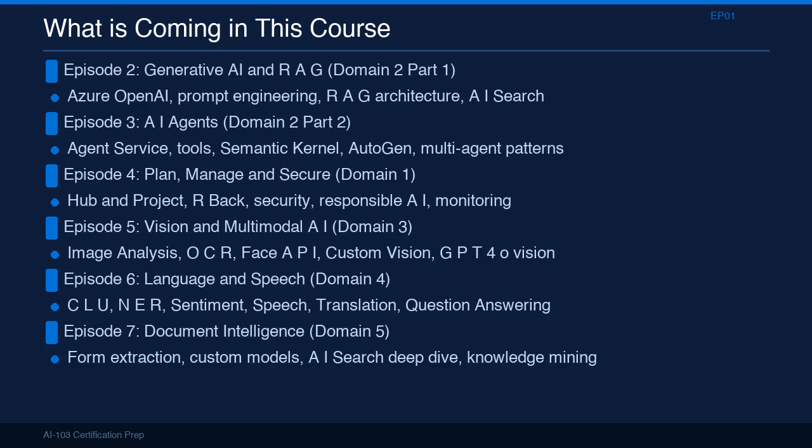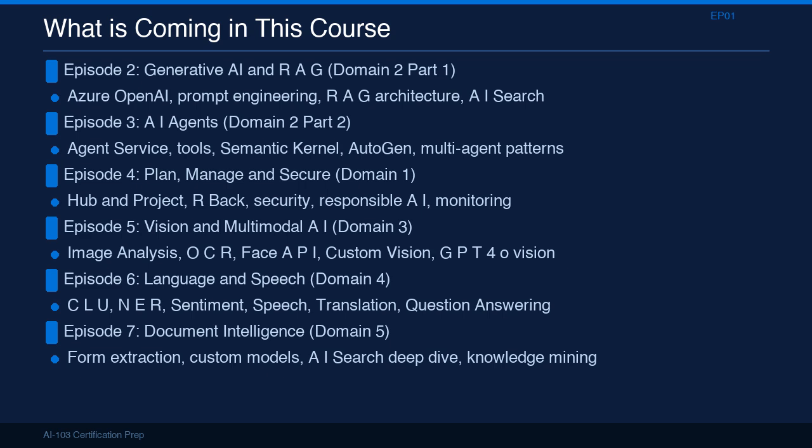Here's your roadmap for the full course. After this introduction, Episode 2 takes on the highest value topic, generative AI and RAG. We go deep on Azure OpenAI, prompt engineering, and building retrieval augmented generation pipelines with Azure AI Search. Episode 3 covers AI agents, the most exciting and fastest growing part of the exam. Episode 4 handles the management and security domain: RBAC, networking, responsible AI.